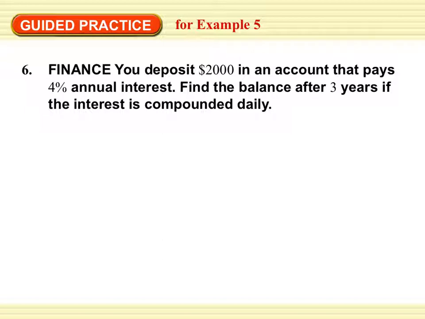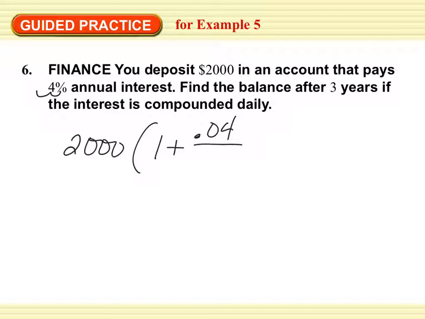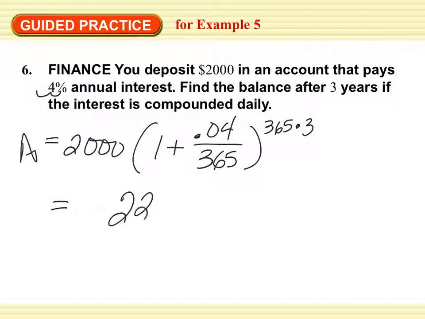All right, let's try another example. So I've got a $2,000 deposit. That's my initial amount, in an account that pays 4% interest rate. So move the decimal 2 places. Find the balance after 3 years if the interest is compounded daily. So 365, and then 365 times 3. Crunch those numbers, you get $2,254.98.